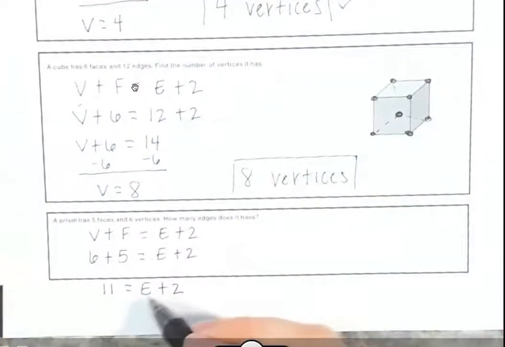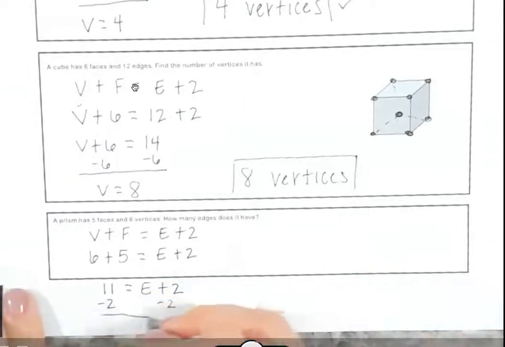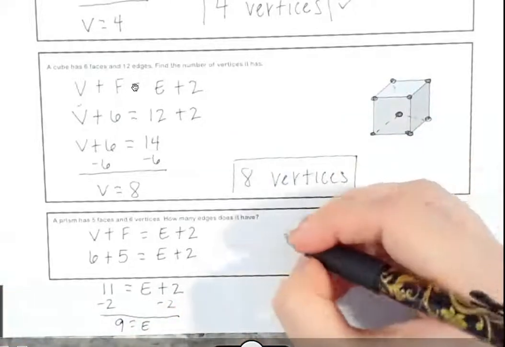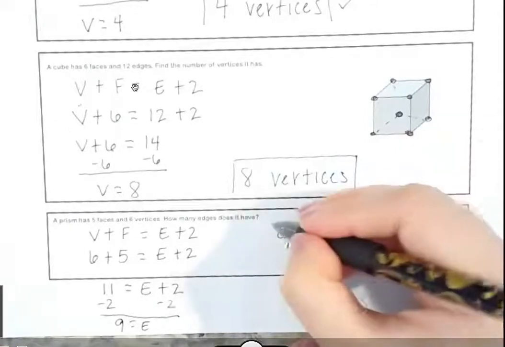There we go. To get E by itself, we subtract 2. So then we have 9 equals edges. So we have 9 edges on this prism.